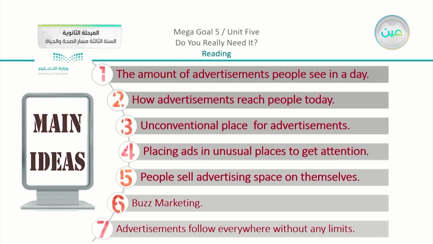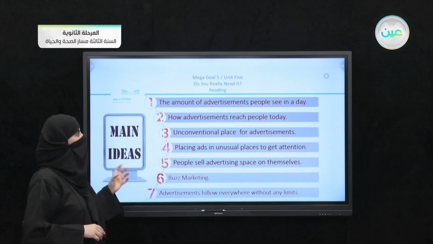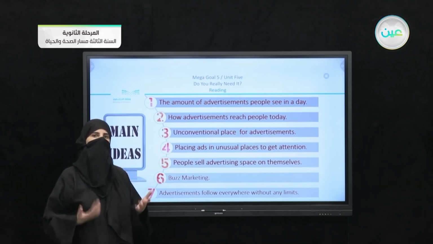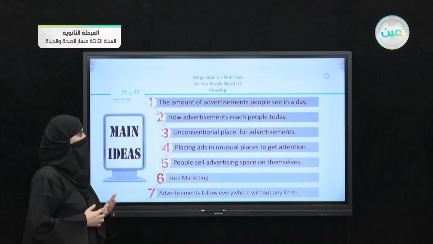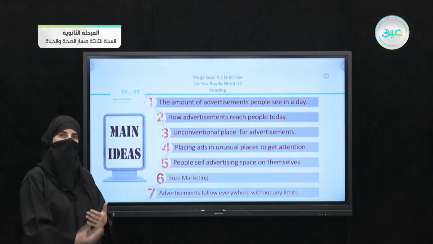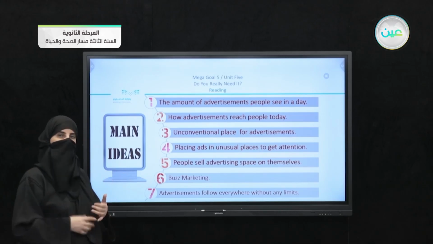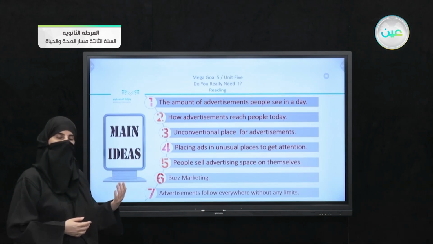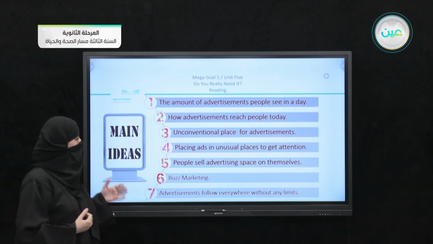Now we have here the complete ideas. You can see from the very start the amount of advertisements people see in a day, just to imagine or think about what they are seeing around them. After that, we move to the idea about how advertisements reach people today. Now we connected the past, the present, and the future. We also have something about unconventional places for advertisement, placing ads in unusual places to get attention. People sell advertising space on themselves, and we have here buzz marketing.